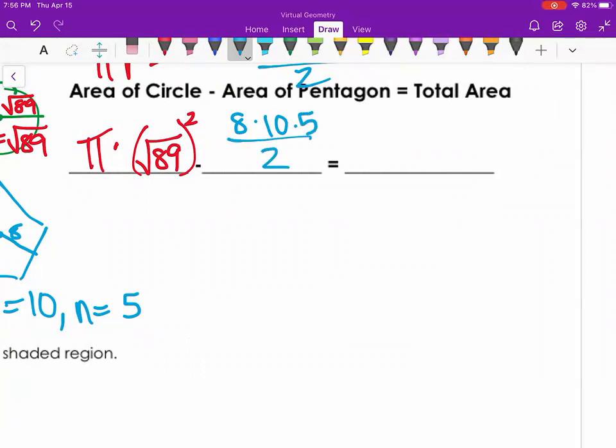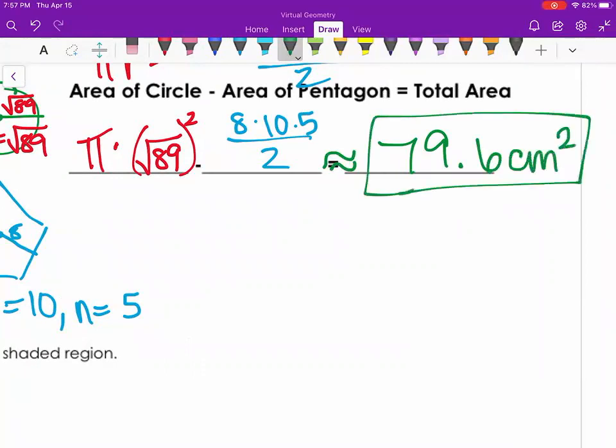Now, for time, I'm not going to go back to the Desmos calculator, but we would put it in exactly how it looks there in the notes. And we would have about, because we will round it to 1 decimal, 79.6. And we were in centimeters, so centimeters squared. And that would be my final area. So I recommend you go back when you get the opportunity, type that into your calculator and verify that answer.